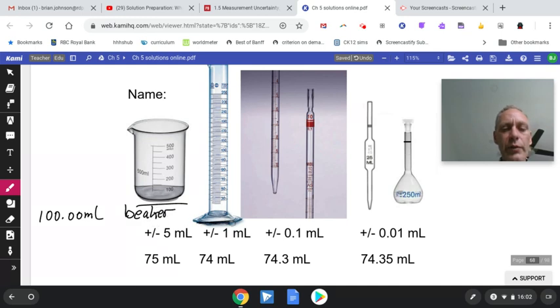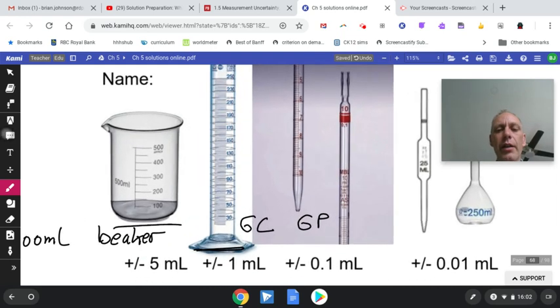And you should all know this guy. I'm just going to put its initials, GC, graduated cylinder. And these guys are GP, graduated pipette. Why are they called graduated?